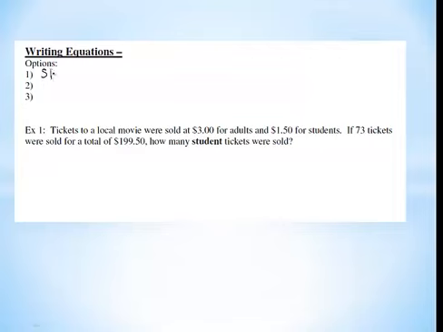You can write them in slope-intercept form. But you're only going to want to do slope-intercept form if they give you a one-time amount, and then they give you some kind of per item, like $150 per ticket or $30 per hour, something like that.